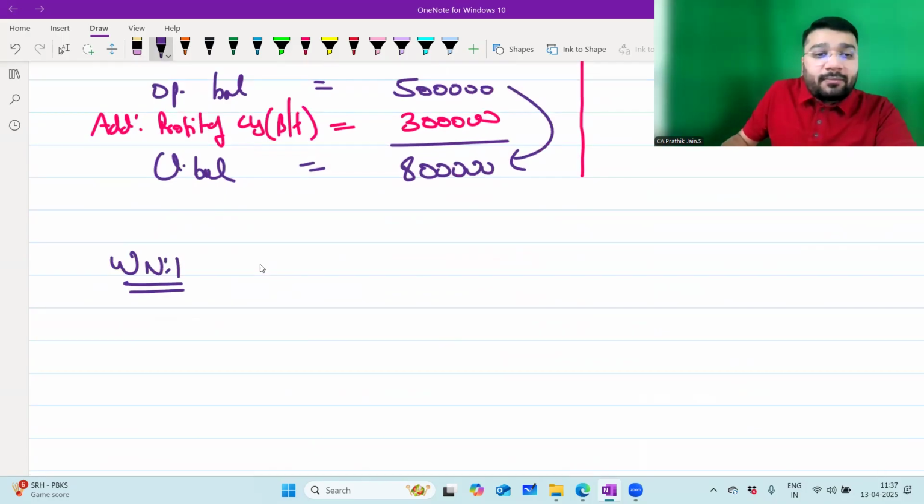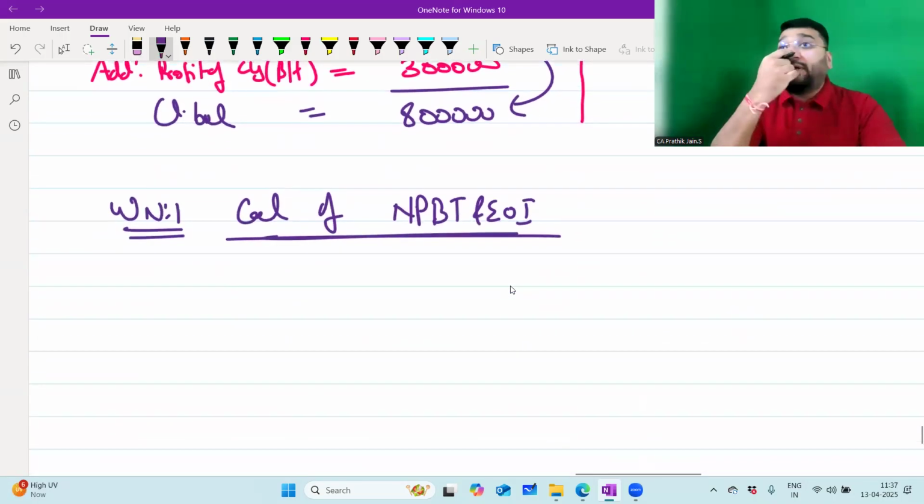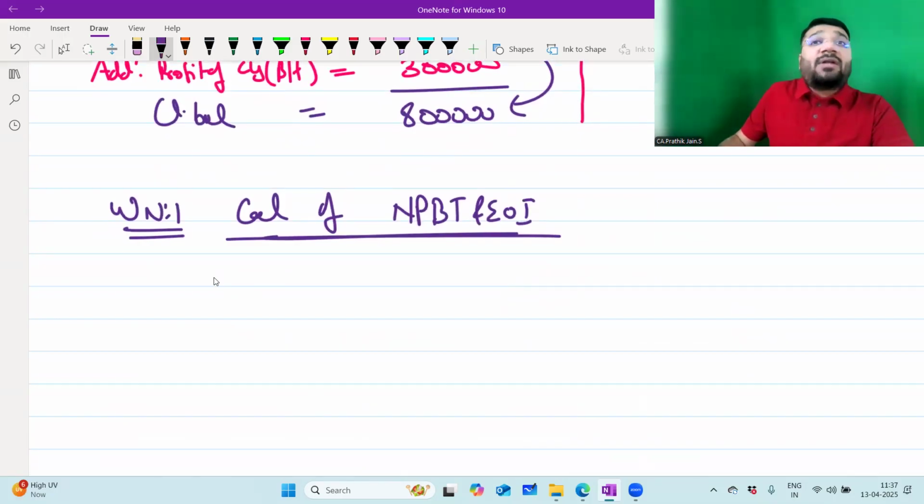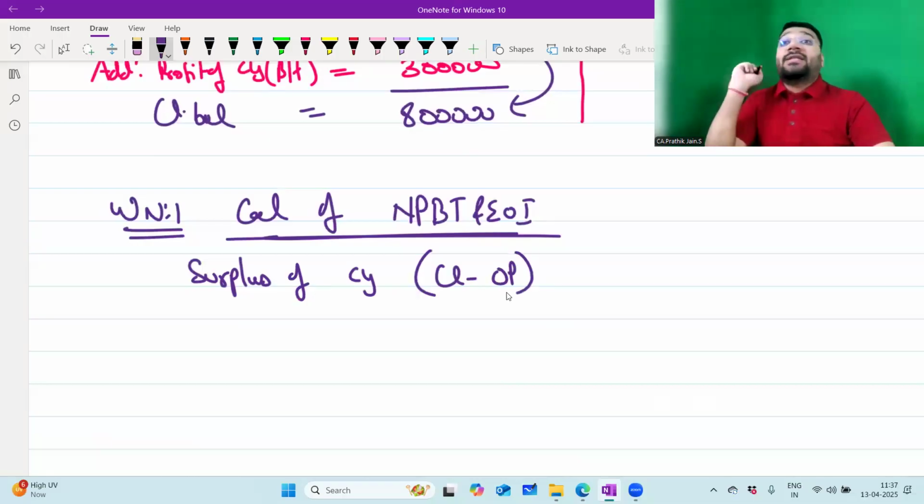Working note number 1. Calculation of net profit before tax and extraordinary item. Listen to me very carefully. What is my starting point here? Surplus. Surplus of current year. How do I get it? Always closing minus opening. Don't say opening minus closing.